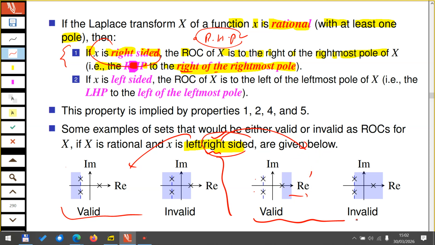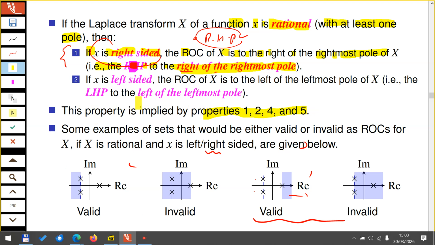Now, why is this invalid for that type of function which is right-sided? Yeah, it's exactly what I said. It includes this one. That's one violation, and the other is that it's not to the right of the rightmost. It is actually the leftmost. So whichever way you explain it, that's wrong. So let's get to the other one. And he is telling you that you can actually derive this rule from properties 1, 2, 4, and 5. Actually, it combines all the properties.